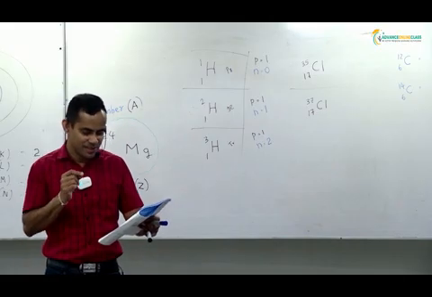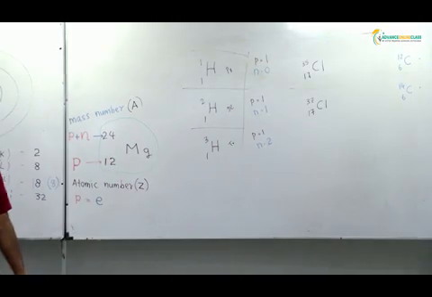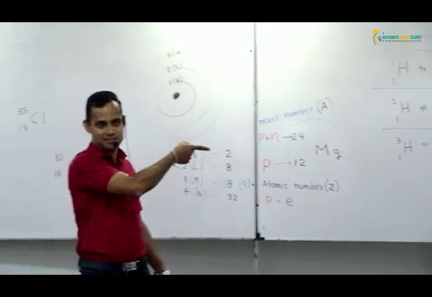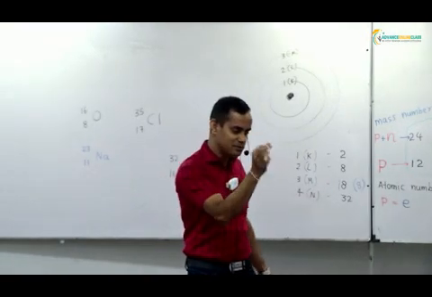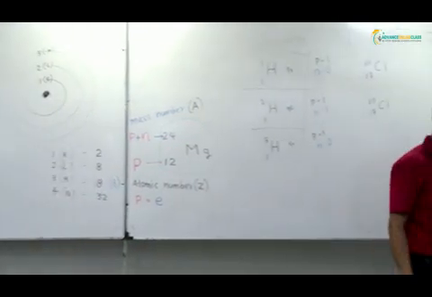Right. Second one. What is different in isotopes? Neutrons are different, mass numbers are different. Right, both. Neutrons, mass numbers.